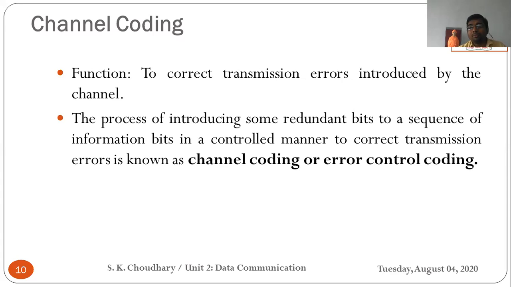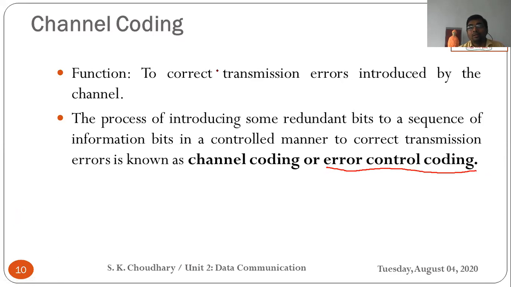So how is it done? Channel coding works by introducing some redundant bits to a sequence of information. We add some redundant bits in a controlled manner to correct the transmission errors. This process is known as channel coding or error control coding. And this is the main objective of this chapter.